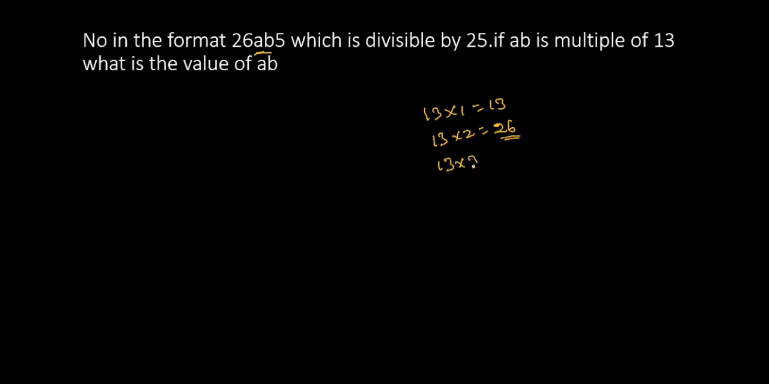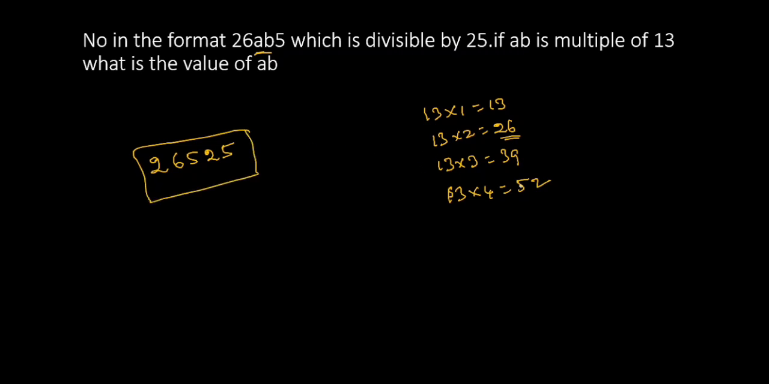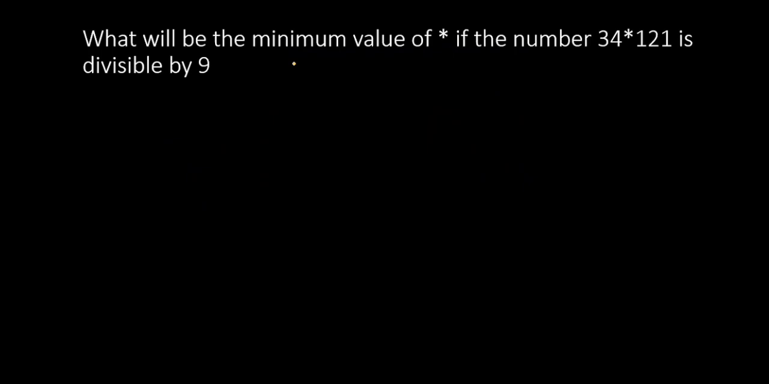Now 13 into 3 is 39, and 395 will not be divisible by 25. Now 13 into 4 will be 52. Now this number is divisible by 25. So the answer will be 26525. So this is the answer. This number is divisible by 25 because they have given a clue that AB is a multiple of 13. I will go for the next one.